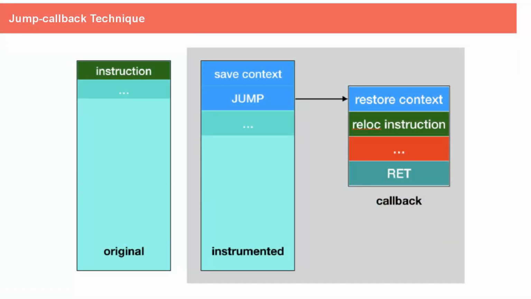The second one is that we do not jump to trampoline, but we jump to callback. So we can see that in this mechanism, we do not use any trampoline buffer. So here, again, we save the context, override here, right? And we jump directly to the callback. And inside the callback, we restore the context, and we execute a relocated instruction and do something inside the callback, and we return to here, all right? So with this technique, we do not use any trampoline buffer at all.